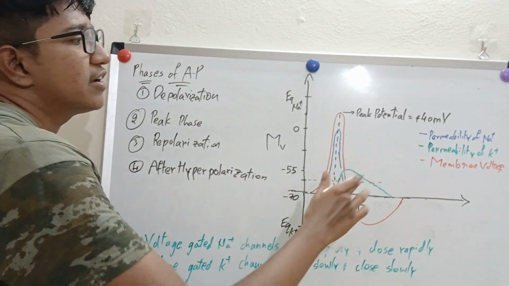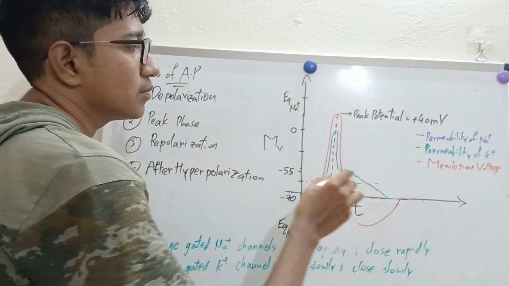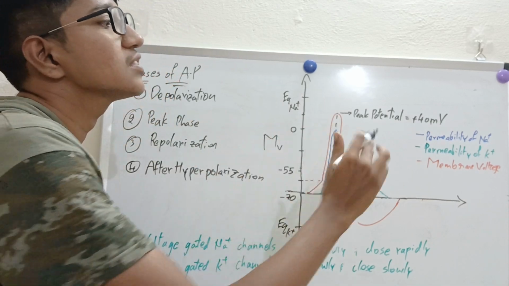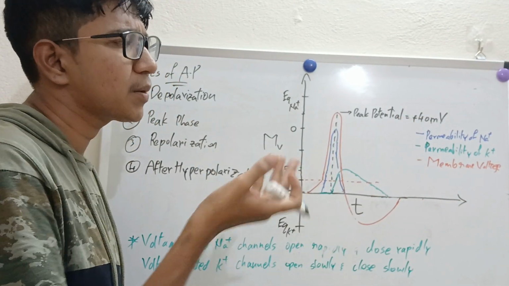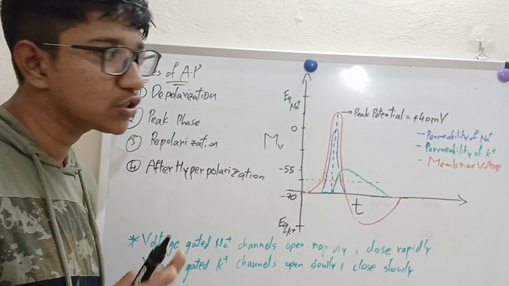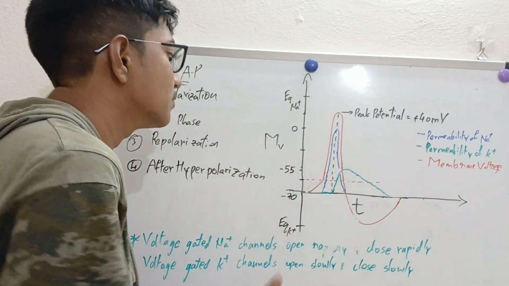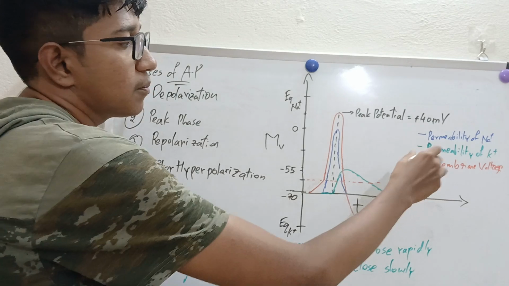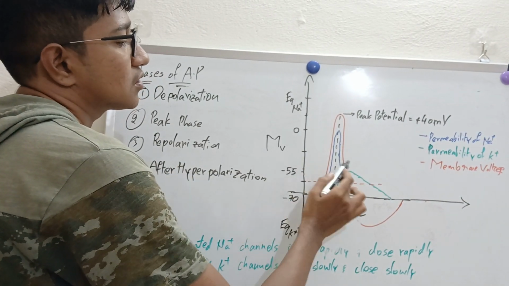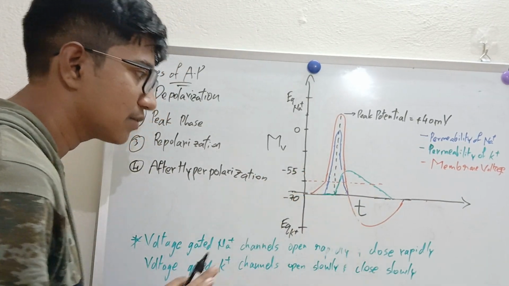In this graph, I have indicated membrane voltage as red. Permeability of sodium, that is, how many voltage gated sodium channels are open, the more open, the higher the permeability. The permeability is a function of voltage gated sodium channels, and permeability of potassium is a function of the number of voltage gated potassium channels that are open. The blue line indicates permeability of sodium and the green line indicates permeability of potassium. The membrane voltage doesn't correlate with the blue and green lines; these are just with respect to time.